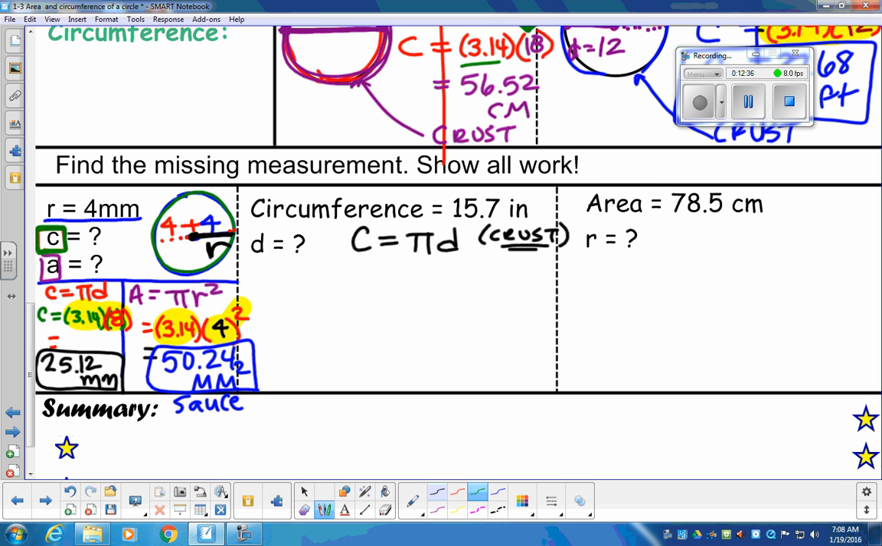All right, so here we go. We still are going to use substitution. We're still plugging in for variables. We're still doing that same information. It looks like this time we do know the circumference, so we're going to use substitution. We're going to get rid of the circumference, and we're going to put a 15.7 in for that spot.